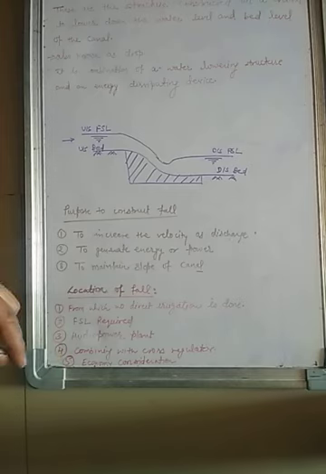Relative economy should be considered while deciding the number of falls and the drop in each fall. So these are the points on the basis of which we can decide where these falls should be constructed in the canal.